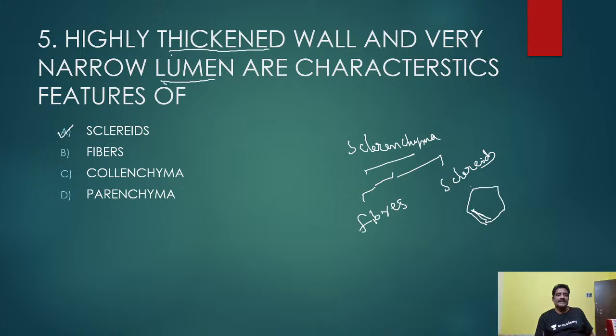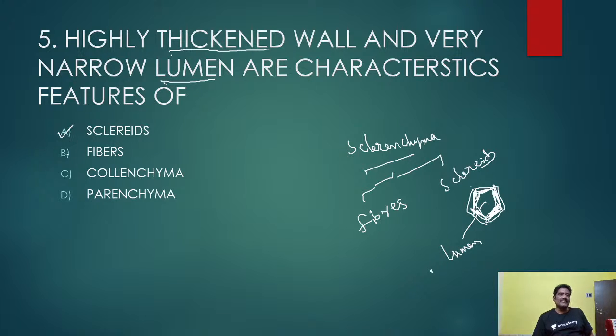The sclerites have thick walls. That point you have to understand. Very thick walls. Why? Because these are lignified. Lignin is a very hard material with which the cell wall is made. Because of the deposition of this material, the inner space becomes very, very narrow. This is what is called lumen. Lumen is very narrow. Sclerite is the right answer.